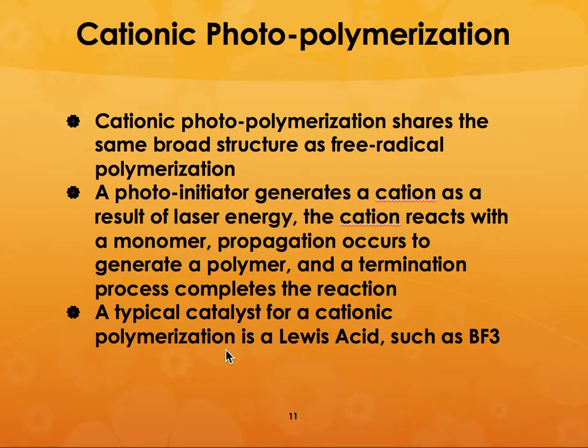Cationic photopolymerization is the same broad structure as a free radical polymerization. So it generates a cation as soon as the laser beam hits the resin system. It then reacts with the monomer, and then it propagates to generate a polymer, and there is a termination process completing the reaction. So you need a typical catalyst for a cationic polymerization, which is a Lewis acid. They call it BF3.